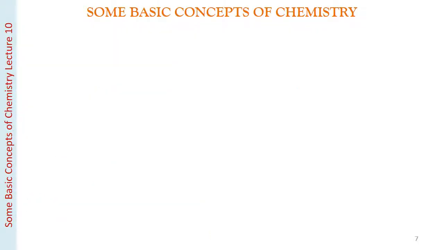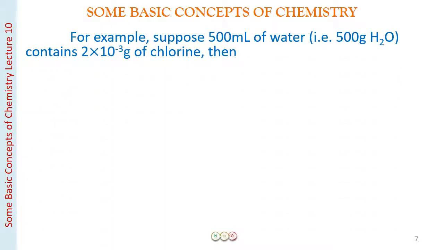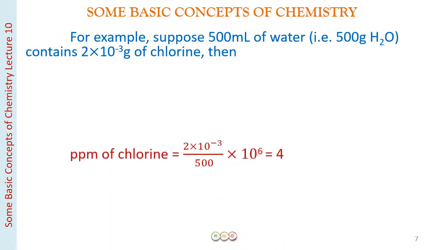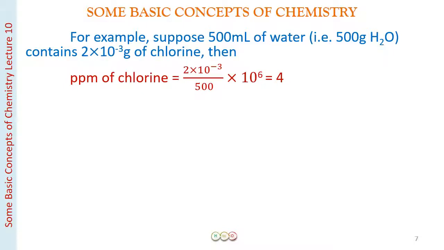For example, suppose 500 ml of water contains 2 into 10 power minus 3 gram of chlorine. Now 500 ml of water is equivalent to 500 grams of water because the density of water is 1 gram per ml, right? So if we calculate the ppm of chlorine in this water solution, this would be 2 into 10 power minus 3 divided by 500, which is the mass of water, multiplied by 10 power 6, and this comes up to 4.